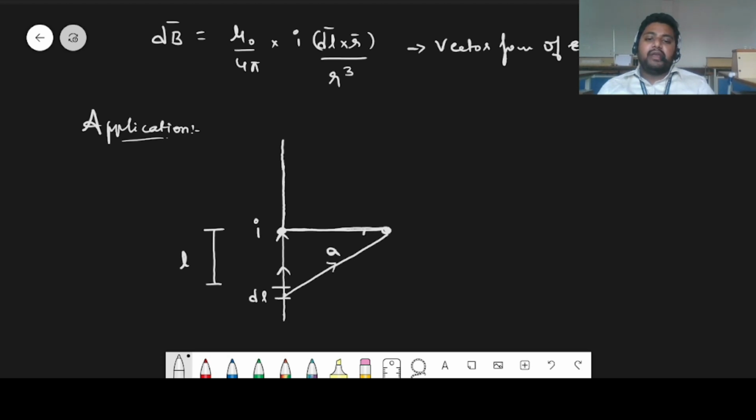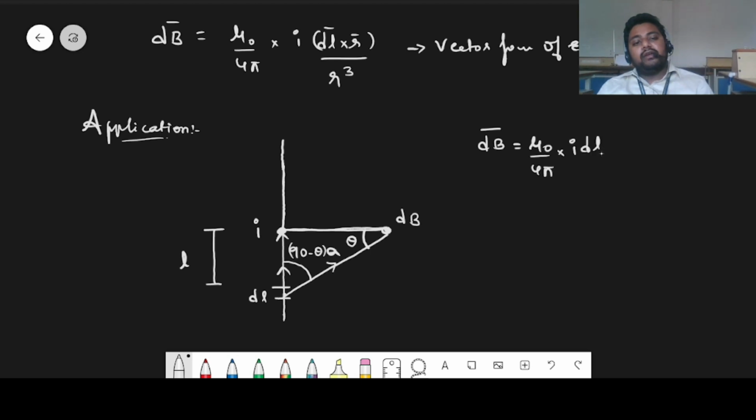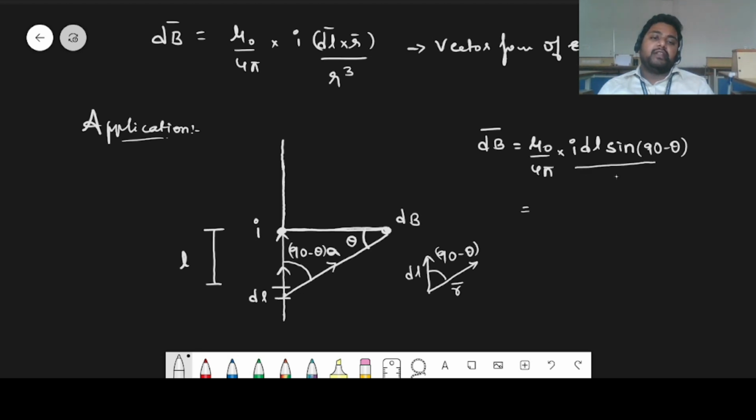Okay, let's say if I am taking this angle as theta, this angle can be written as 90 minus theta. So according to the formula, the small dB at this point can be written as mu naught by 4 pi into I dl sin theta, where theta is the angle between dl and r bar. Here the angle between dl and r bar, this is your dl and this is the r bar, is 90 minus theta. So substituting that 90 minus theta, you will get the equation, divided by r square also.